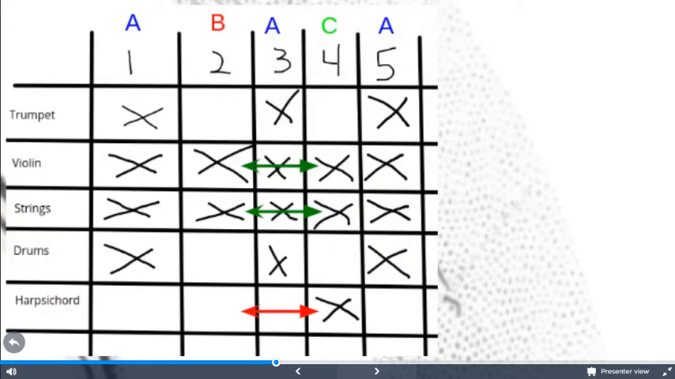If you take a look at the texture chart that you see here, this shows how we were able to analyze form through texture. Since sections 1, 3, and 5 have the same textures, they are labeled as A. Sections 2 and 4 have unique textures, so they are labeled B and C.